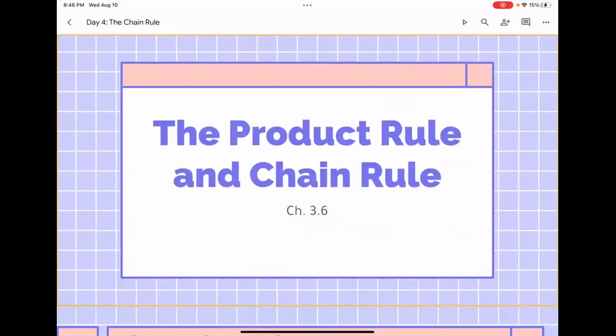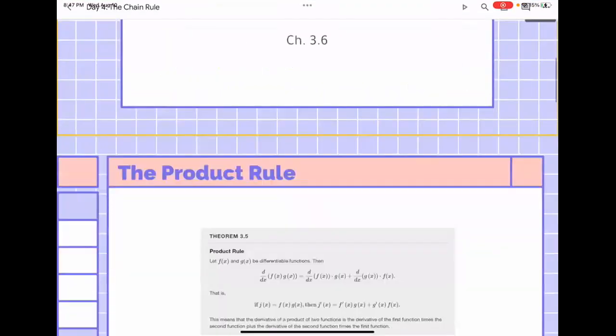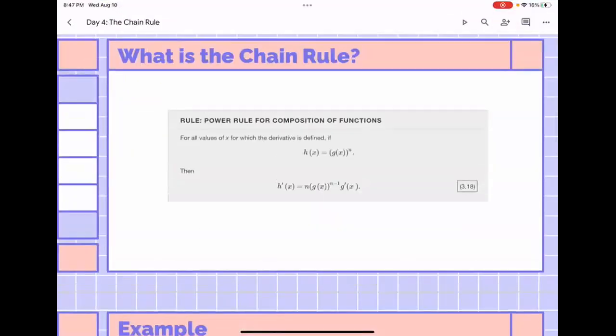Okay. Hi everyone. Today we're going to go over the chain rule. What is the chain rule?